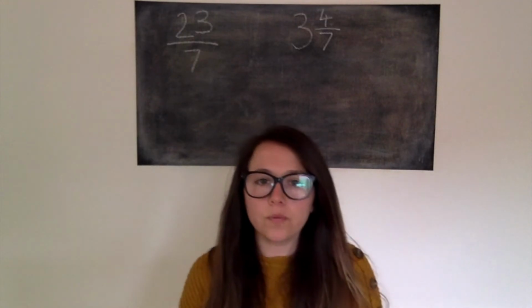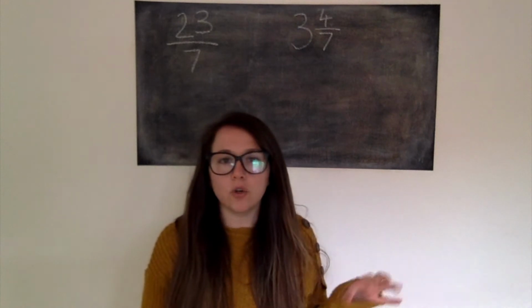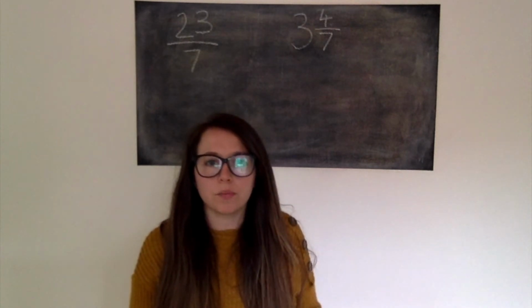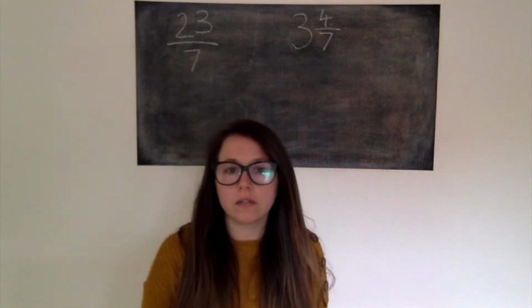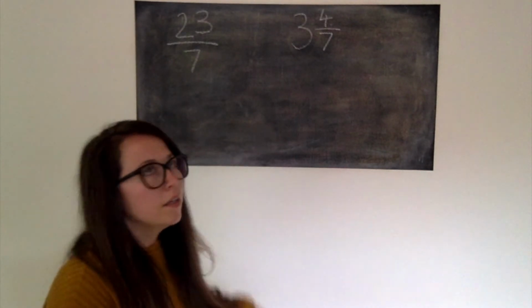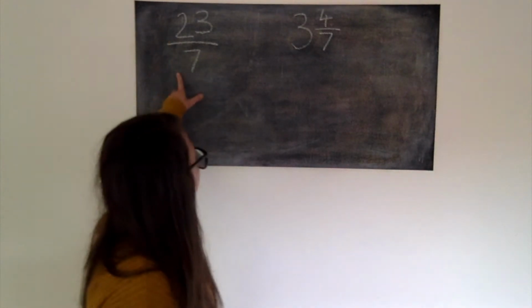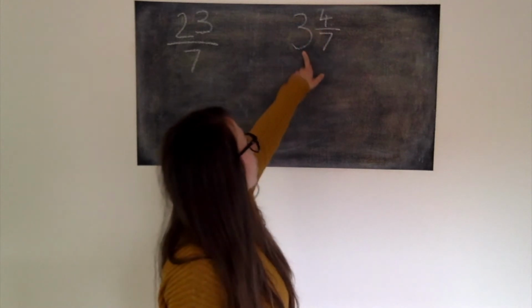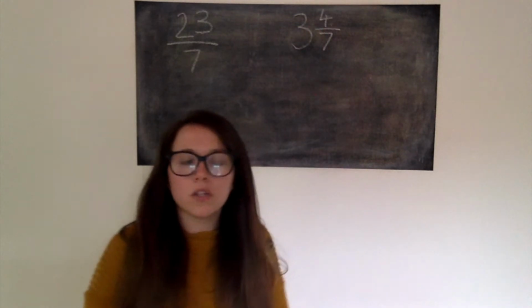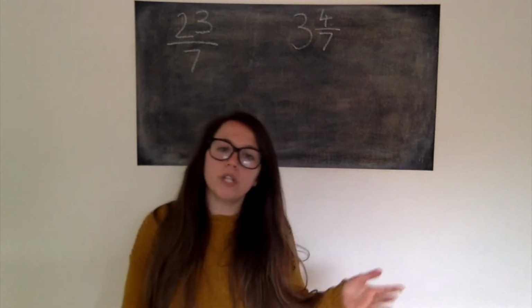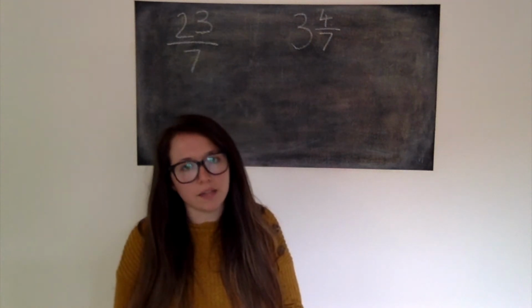Okay, today's learning we are looking at comparing and ordering mixed number and improper fractions. So we're going to be using those skills that we practiced yesterday. So I've got two fractions, 23/7 and 3 4/7. Thinking about comparing, I want to know which one is greater than, which one is less than.